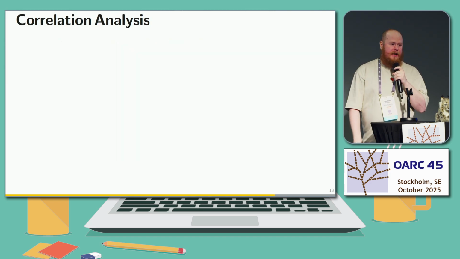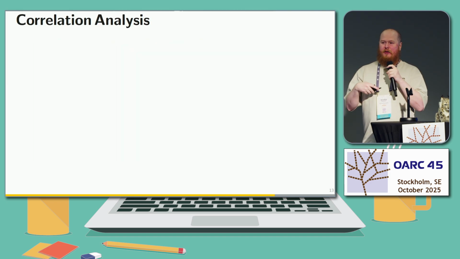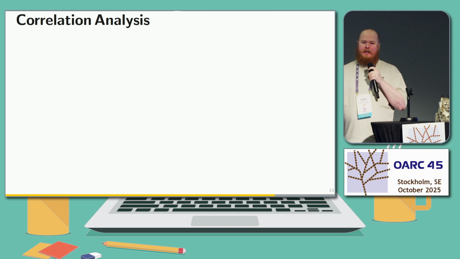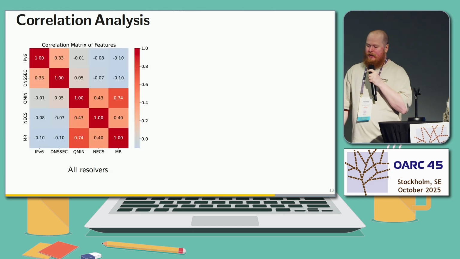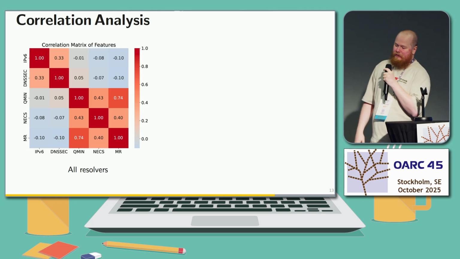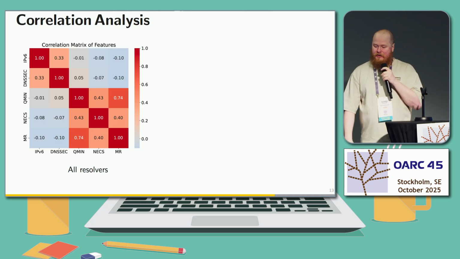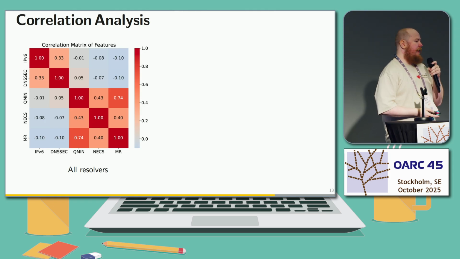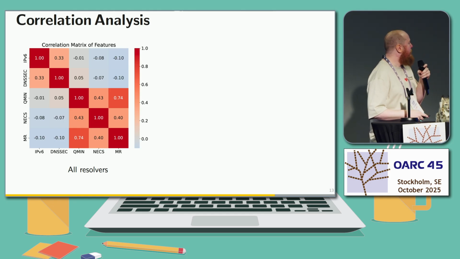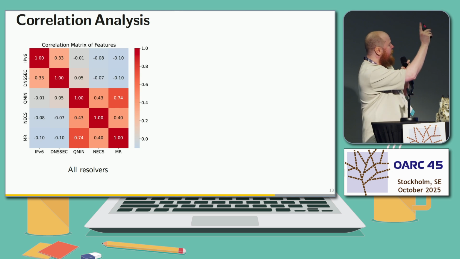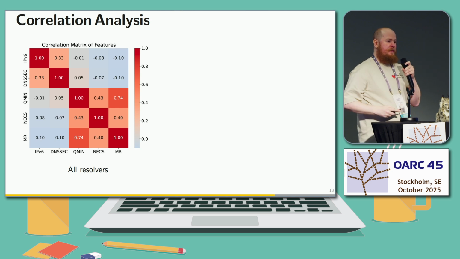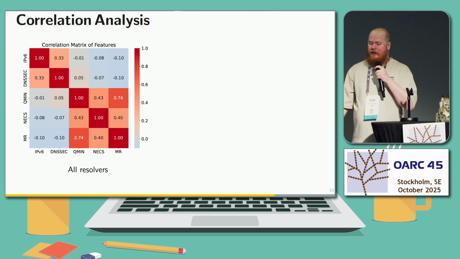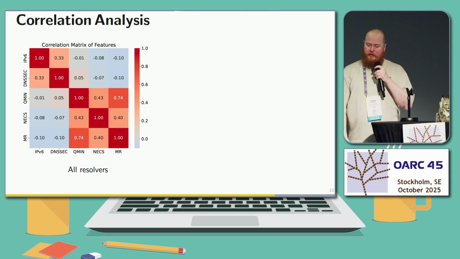Then we also did some correlation analysis. We looked at the different features to see, if a resolver is adopting a certain feature, what is the likelihood that it's also adopting others? Here's a heat map of the different features. A 1 represents a strong correlation between features, a -1 is a negative correlation, and around 0 it doesn't really matter. We saw some correlation between DNSSEC and IPv6, so those seem to be very commonly collocated. And then around the data minimization features: query name minimization, no ECS, and minimal responses.